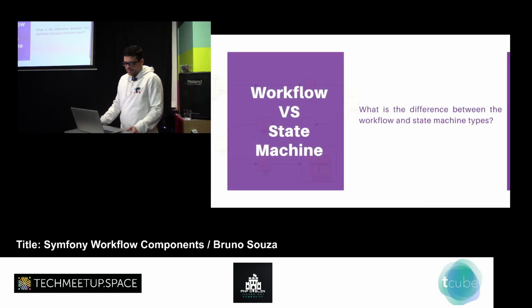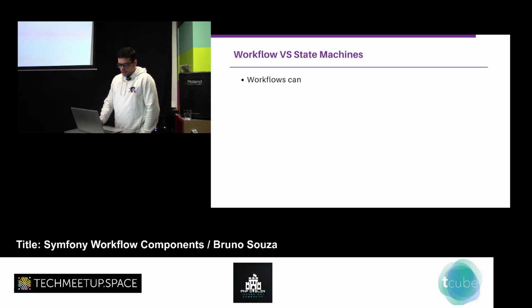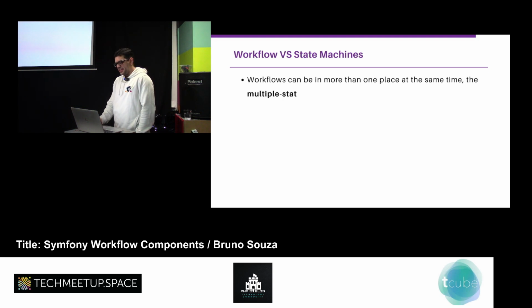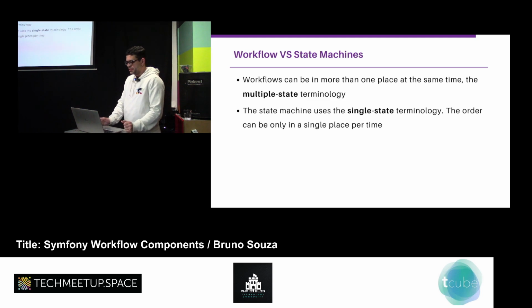Right, but what's the difference between the workflow versus the state machine? Well, this difference is very simple. Basically, the difference is that in the workflow, we can have a state that belongs to more than one place at the same time. So this is called the multiple state. And the state machine uses just a single state terminology, which means that a state can be only in a single place per time.